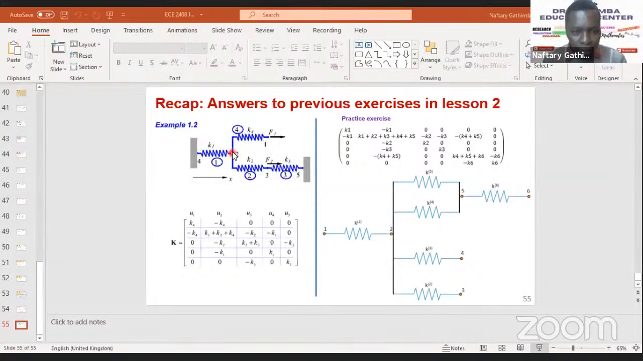This node 3 will now be shared between this element and this element. So it will be different from when node 3 is shared between this element and that element. That's why I fixed these nodes, so that we can come up with the same answer. But when we start working out the real problem with actual values, you may find the matrix becoming the same.